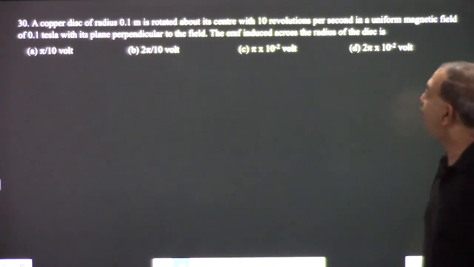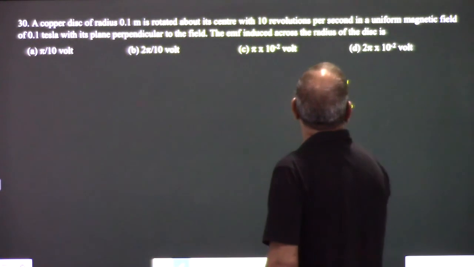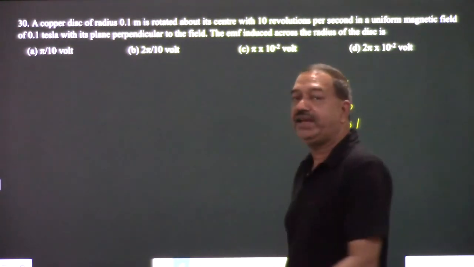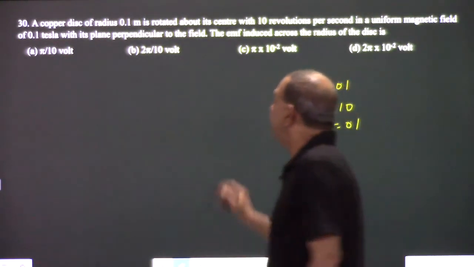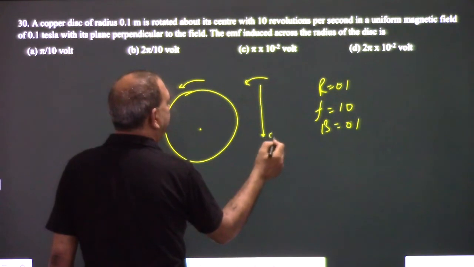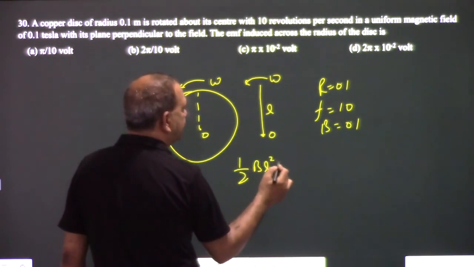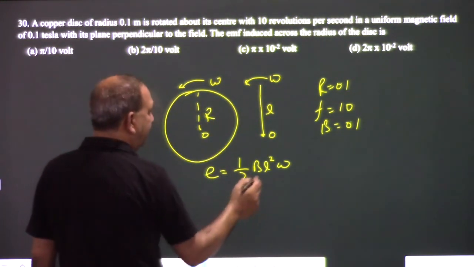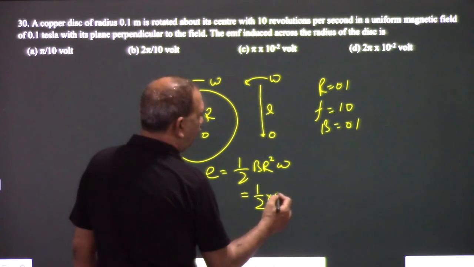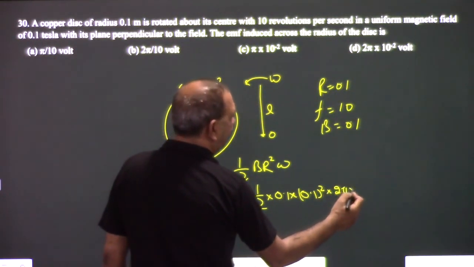A copper disc of radius 0.1 meter is rotated about its center. Radius is 0.1, the frequency is 10, in a uniform magnetic field. Magnetic field is 0.1, with its plane perpendicular to the field. The EMF induced when a disc or a metallic conductor is rotated about O is half B L square omega. In the case of a disc it is R, so half B R square omega. So that is half, B is 0.1, R is 0.1 square, omega is 2 pi f, that is 10.